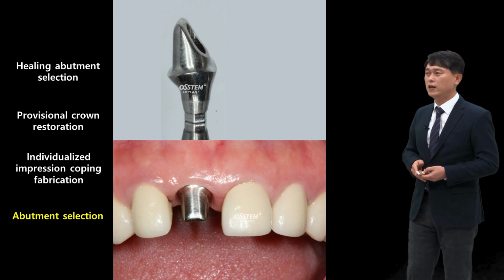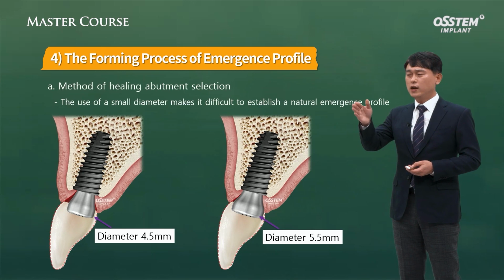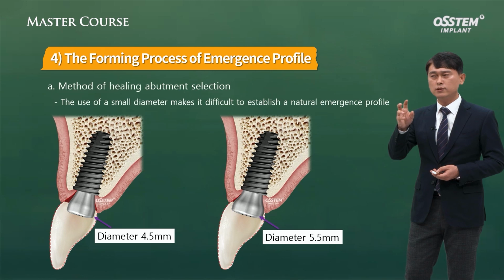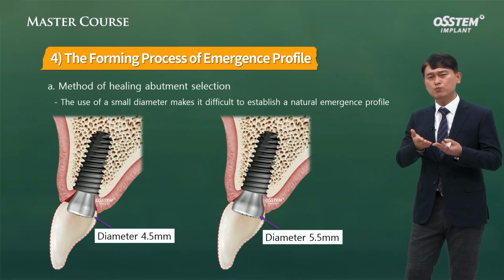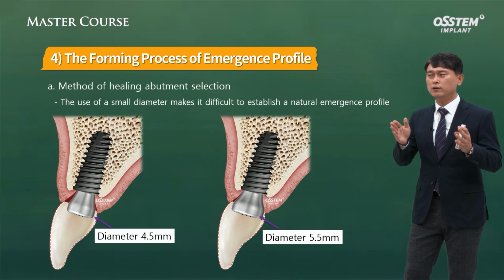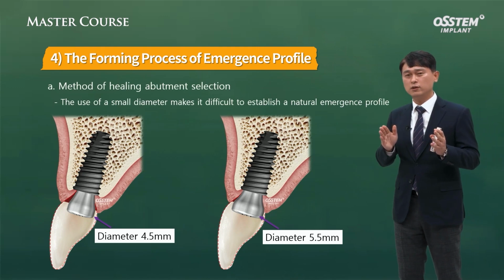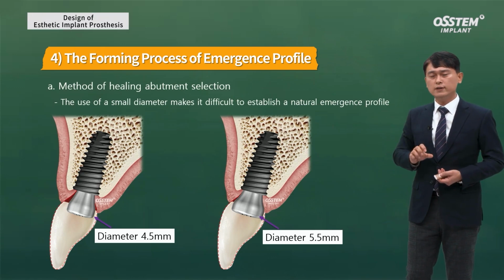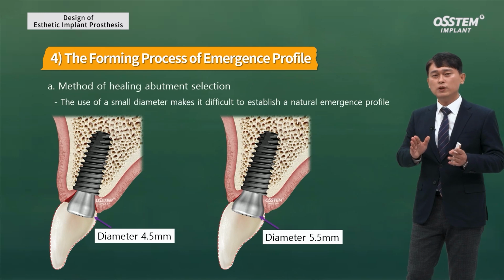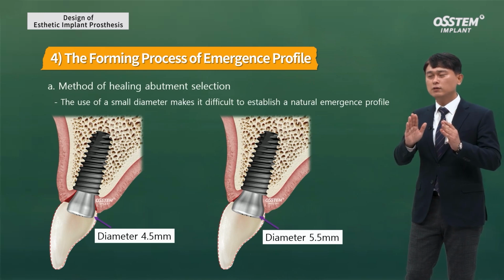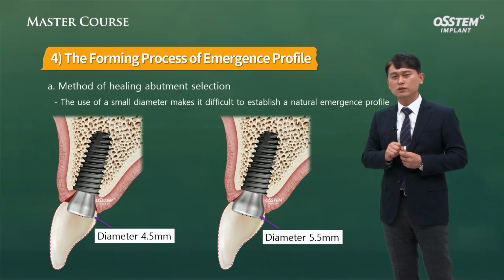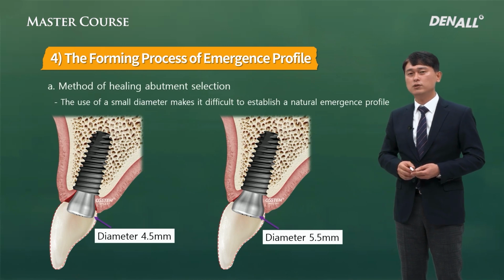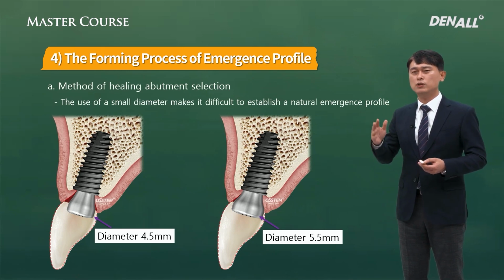If you look at here, as I explained before, after placing an implant, when we think about the final prosthesis, the margin, the starting point of the prosthesis should be considered to select the healing abutment. This is a case of 4 anteriors. After placing an implant, if you use 4.5 millimeter diameter implant, gingiva would be shrunk. Once the gingiva is shrunk, it is very hard to widen it later, so you need to start with 5.5 millimeter diameter implant for more aesthetic prosthesis.